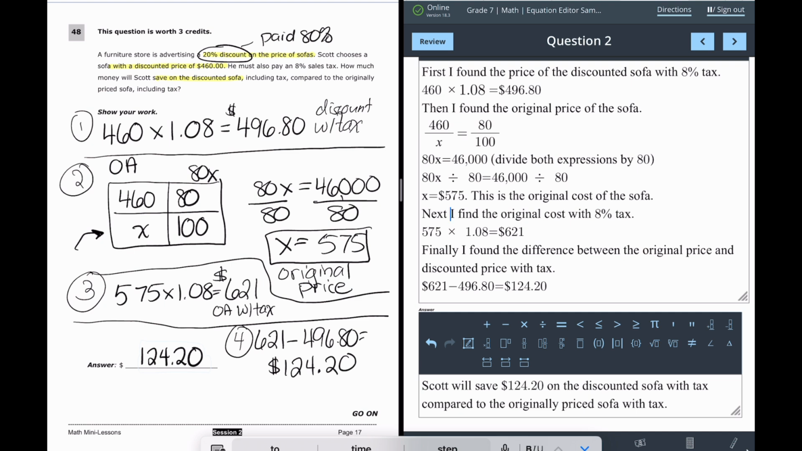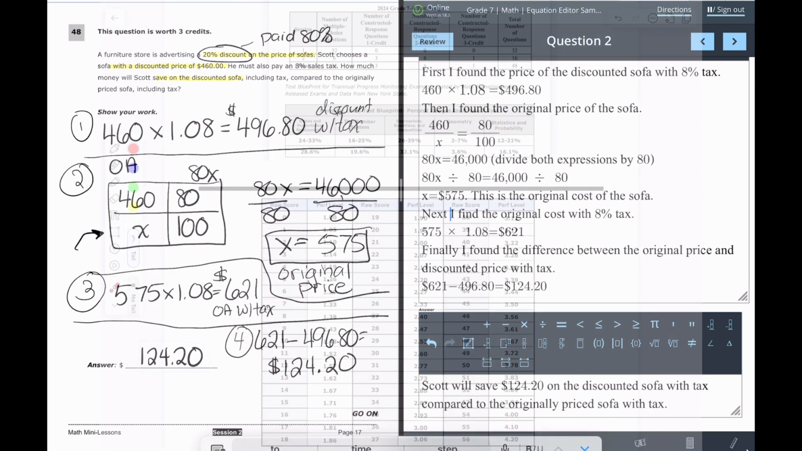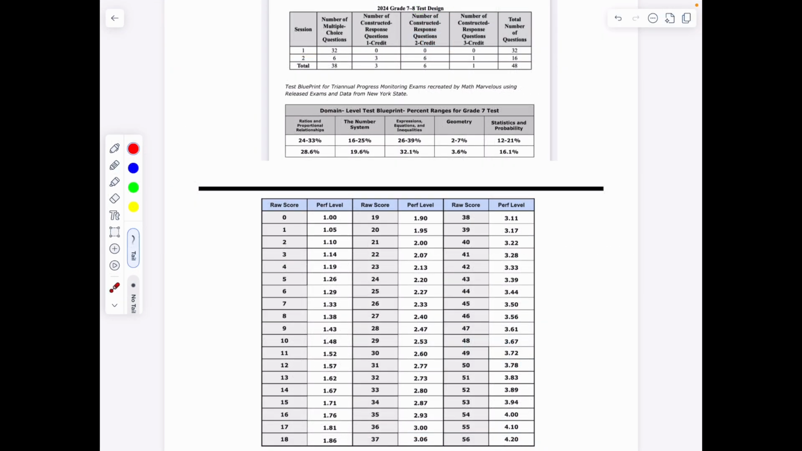Now I want you to go back and add up all the points from the multiple choice and from the constructed response. Remember, multiple choice was worth 1 point each, and for the constructed response, I gave you the number of points. So count those up. All right, now that you've added up all your points for all 48 questions, remember there were 38 multiple choice worth 1 point, and then you had 1, 2, and 3 point problems.